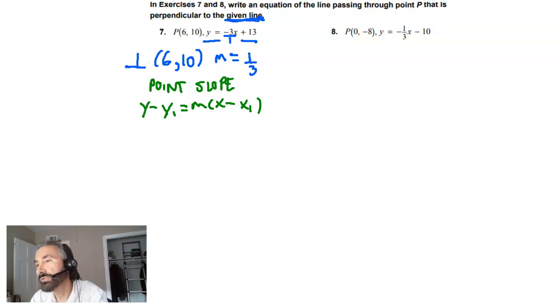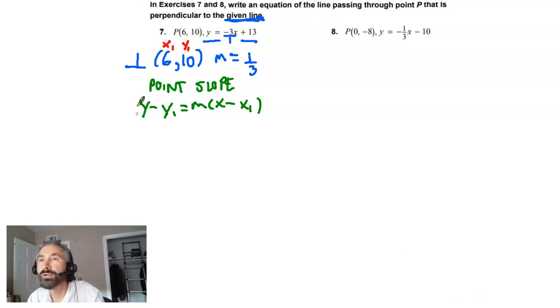And something that I'd like to do, and I'd like you to do, is we're going to label the x x1 and we'll label the y y1. And when we do that, it'll make it a little bit easier to fill in over here. We already know what m is. So let's go ahead and put it all together.